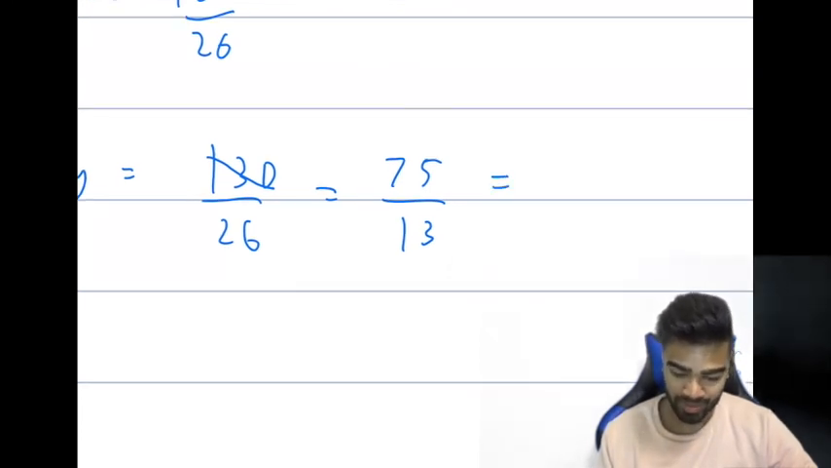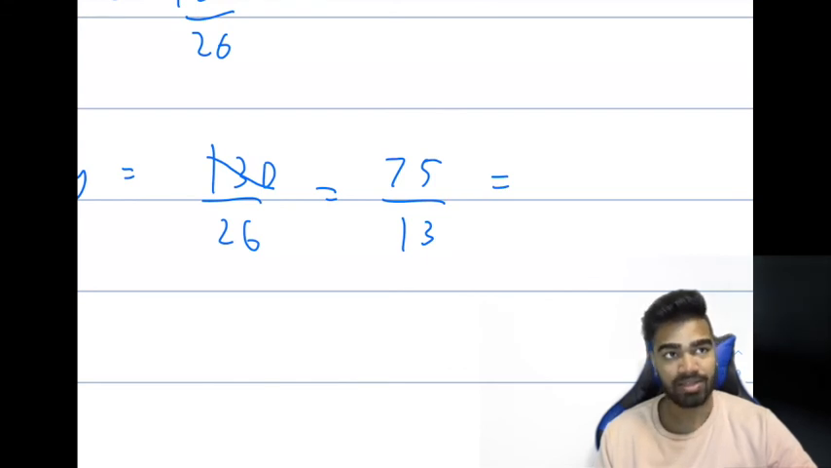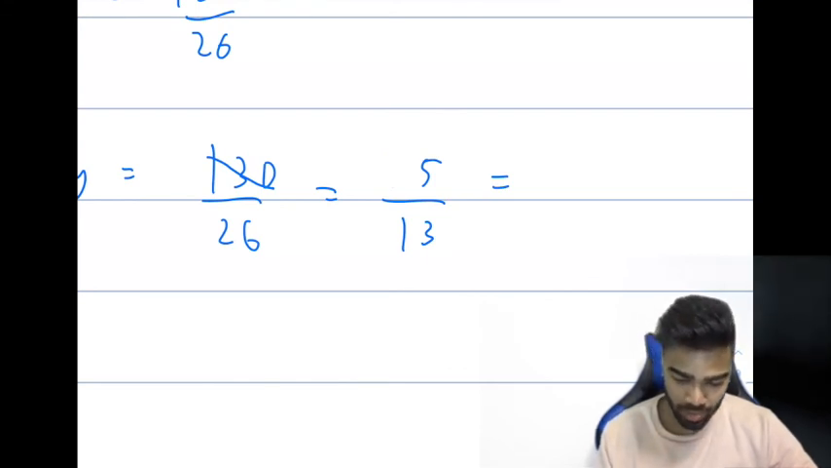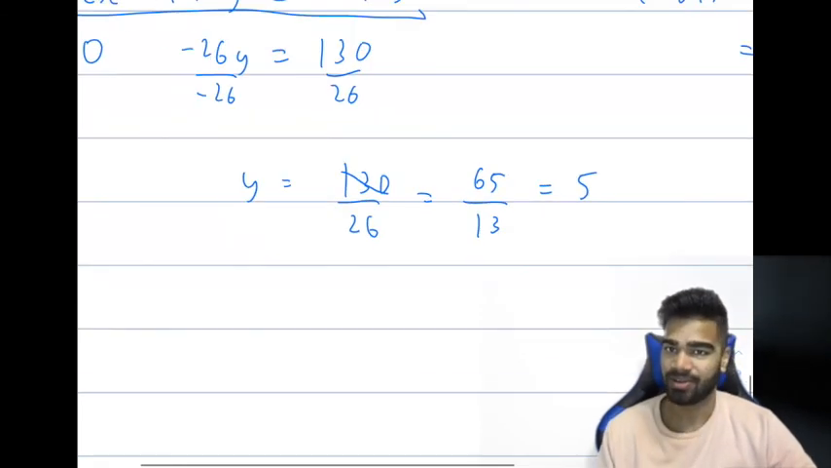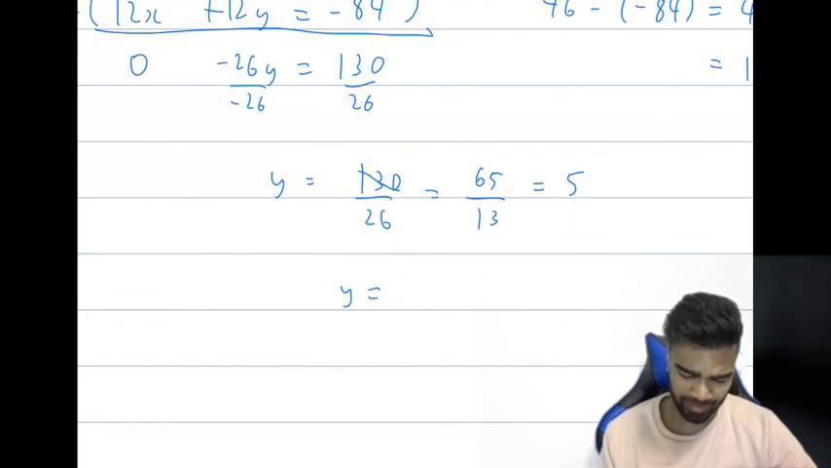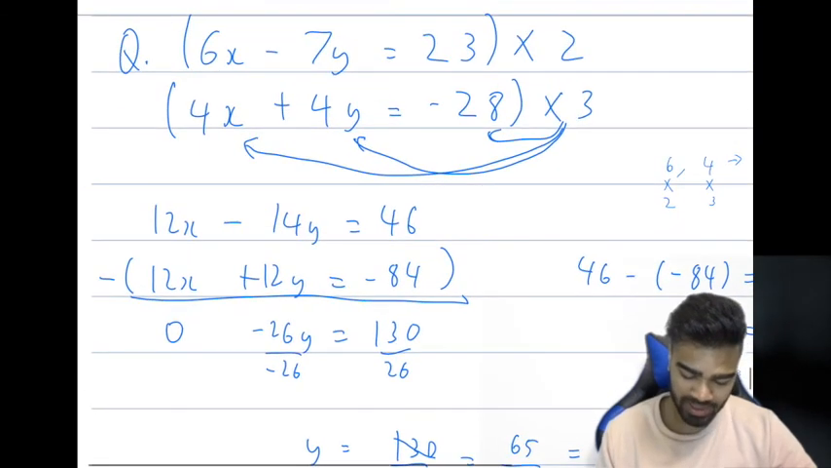What do you think? 13 going into 75, 13 times 2, 26, 13 times 3 is 39, times 4 is 52, times... Oh, I made a mistake. I'm sorry, guys. This should be 65. 130 divided by 2 is 65. So then, yeah, that makes sense. That's why I was kind of struggling a bit, right? So make sure, go back, and if you make a mistake, make sure you can find it. So 65 divided by 13 is easy, is 5. There you go. I made the mistake. That's okay. Happens. So we have y is equal to 5.